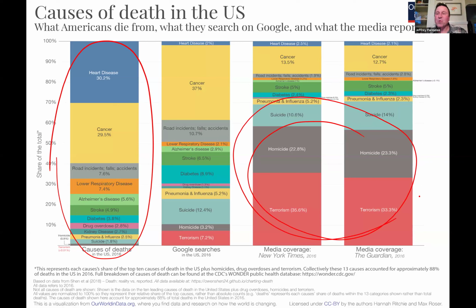So people worry about terrorism so much. But if you look at how many people are killed, it's this tiny little fraction down here, 0.01%. But all this attention is given to that. So we really have this disconnect. This is Google searches. Again, you can see cancer is searched quite a bit, but heart disease not as much, even though that's more likely to kill you.